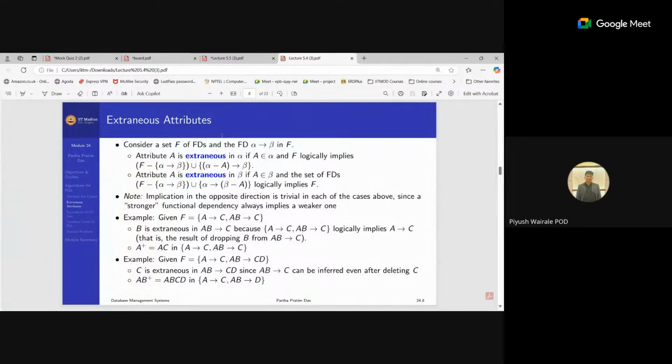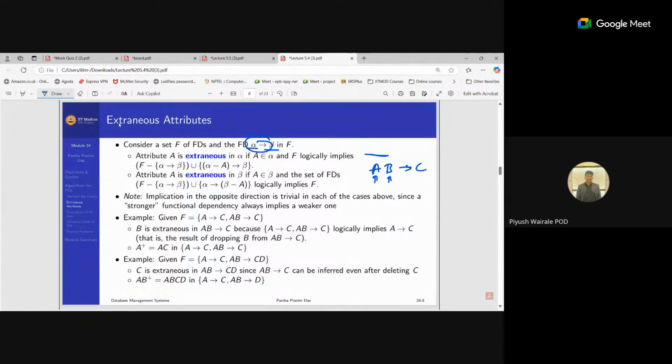So here you can see, consider a set F of FDs. Let's say alpha determines beta. It's a set of attributes. Here we have a set of attributes, and here we have a set of attributes, right? Now I want to check whether attribute A is extraneous in alpha. So here we are checking the left hand side first. For example, AB determines C. So on the left side, either A can be extraneous or B can be extraneous, right? So we need to check which attribute is extraneous.